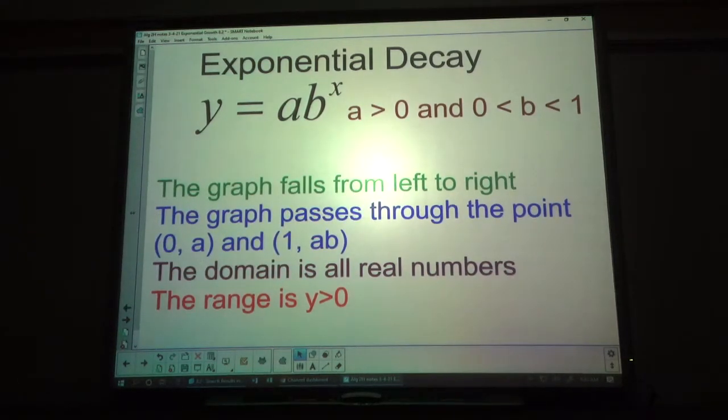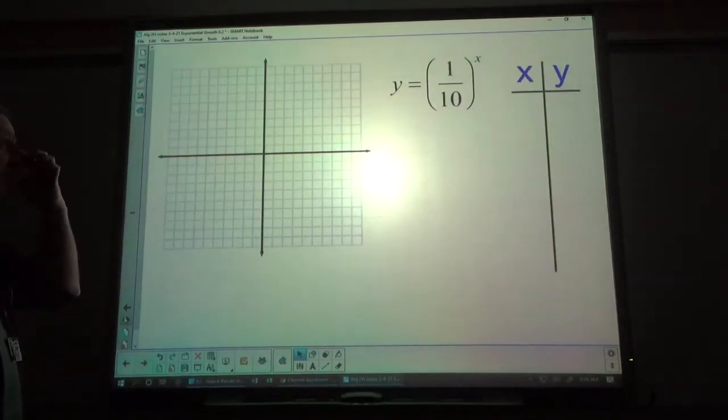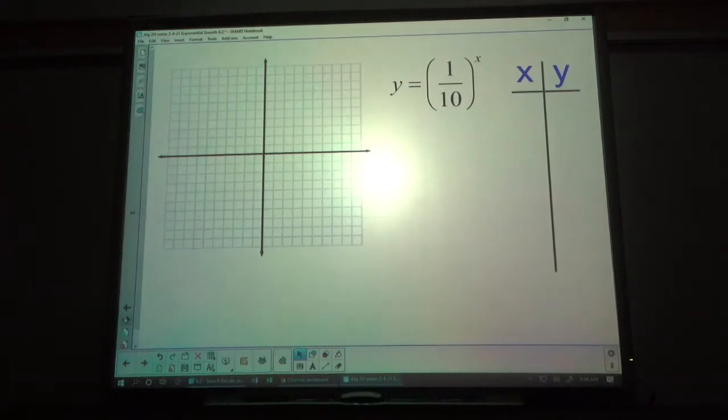In all of those functions, the graph will fall from left to right. The graph passes through the point (0, a) and (1, ab). The domain is all real numbers and the range is y greater than 0. So in that kind of situation, here's an example that we will graph.